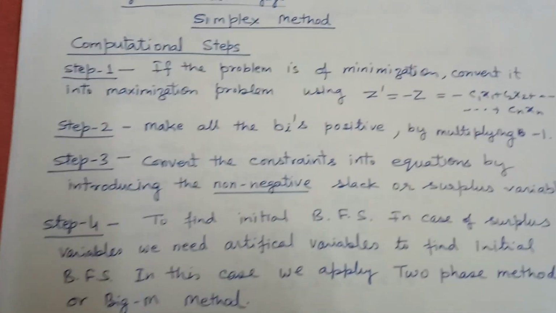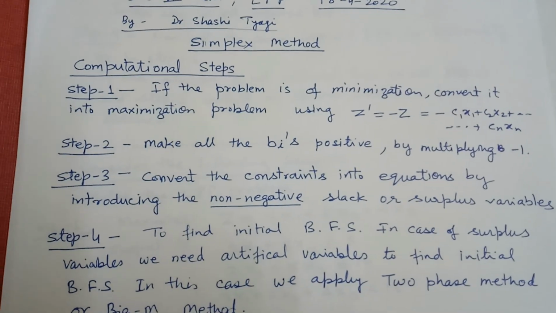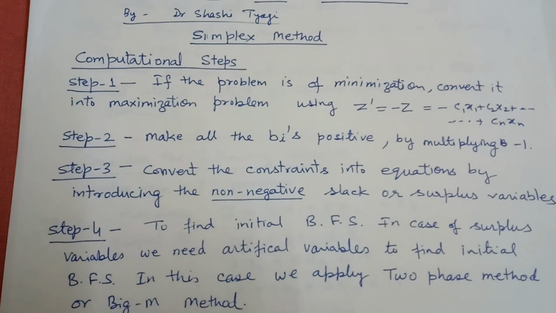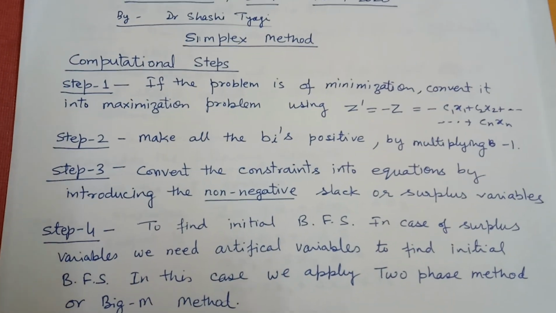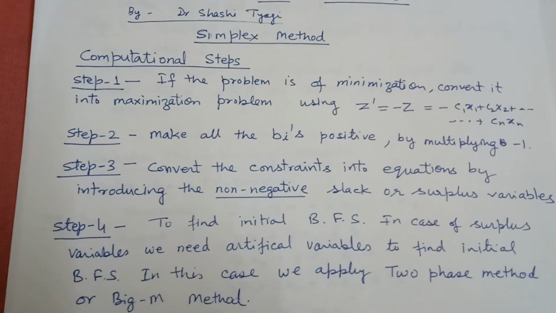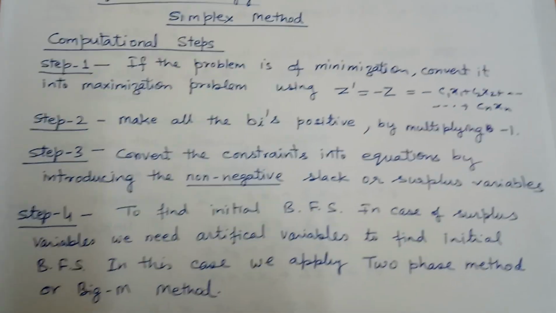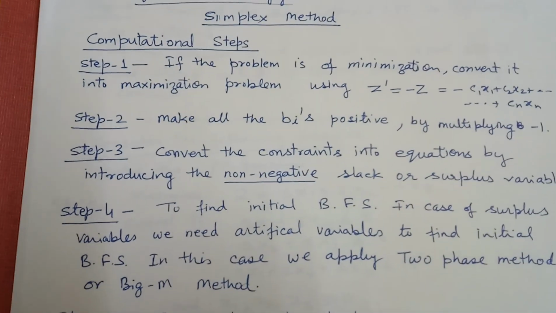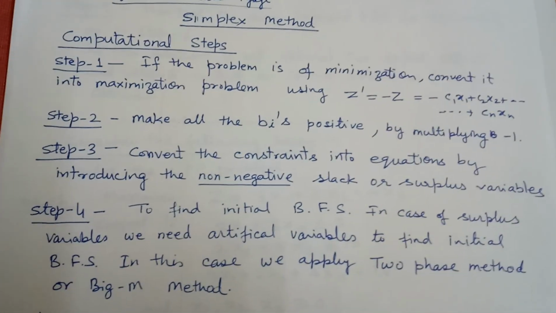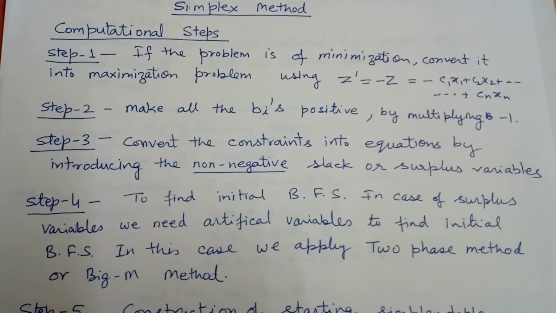Step 1. If the problem is one of minimization, then convert it into a maximization problem using z dash equal to minus z. Step 2. Make all the bi's positive by multiplying by minus 1. Step 3. Convert the constraints into equations by introducing non-negative slack or surplus variables.